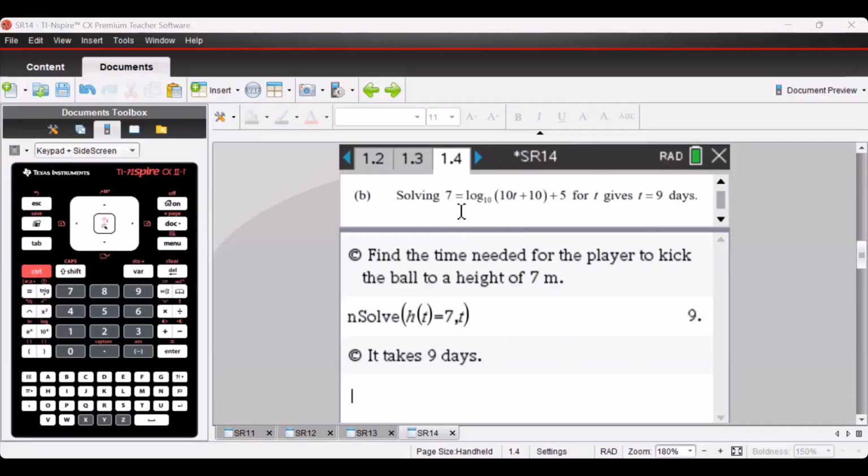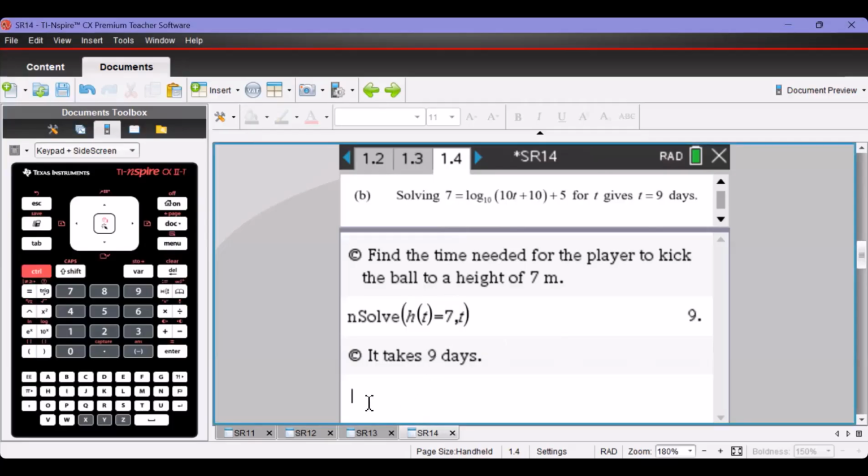Using Inspire, knowing the behavior of the log function, there is only going to be one solution. So you can take comfort in being confident in using the numerical solve command.